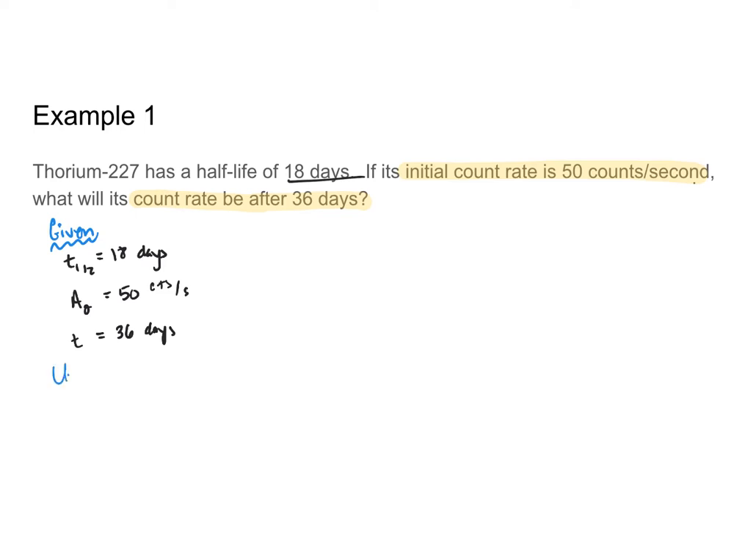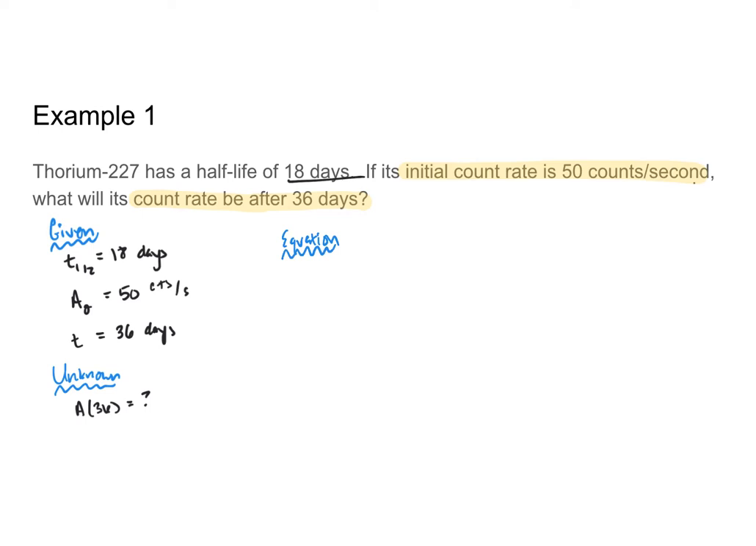Our unknown for this problem is the count rate after 36 days, or A of 36. Once we have figured out our givens and our unknown, we're ready to talk through our equation.